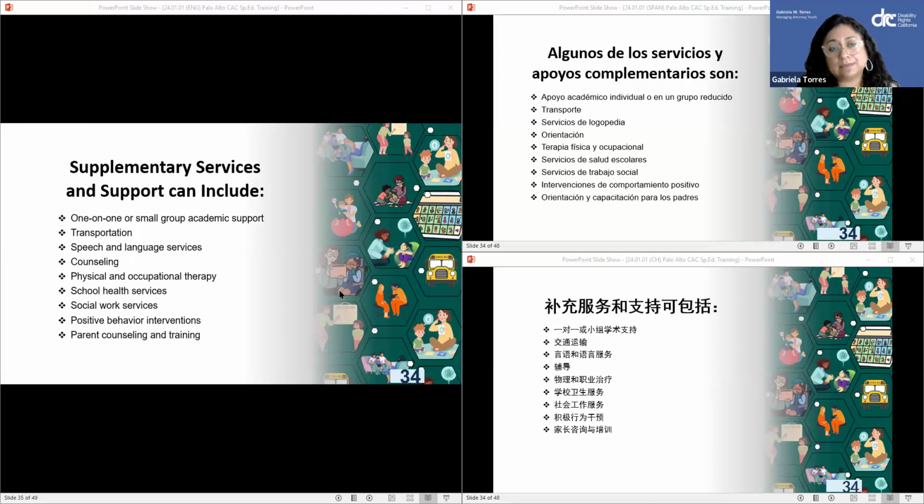School health services can be provided for students, especially those with medically complex needs at school. A lot of times this involves nursing services. Social work services can be provided as well. Positive behavior interventions is what I was talking about with behaviors. Students with behaviors should have a behavior intervention plan as part of their IEP. And again, parents also can benefit from being provided counseling and training in order to support their students in school.